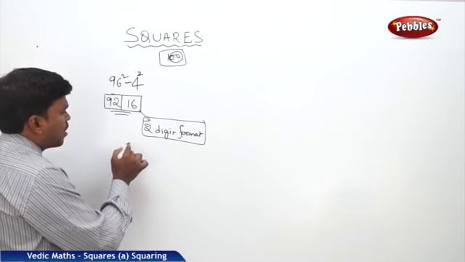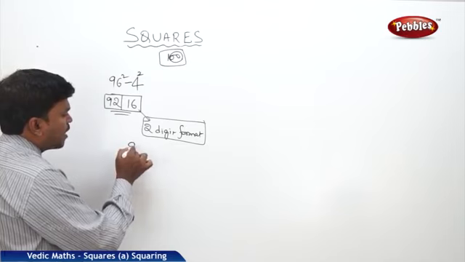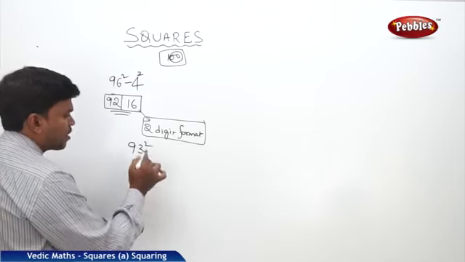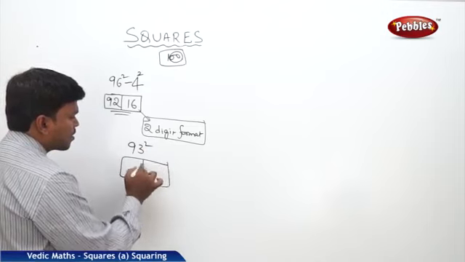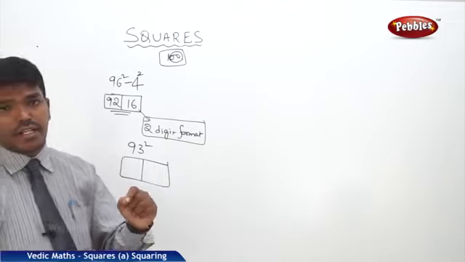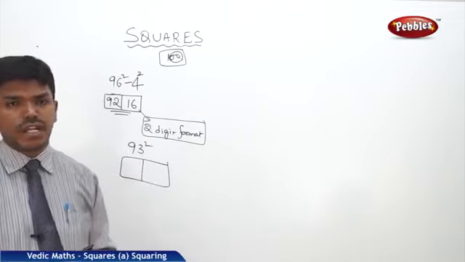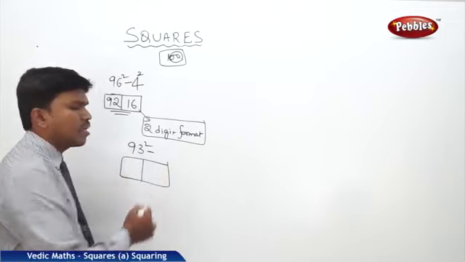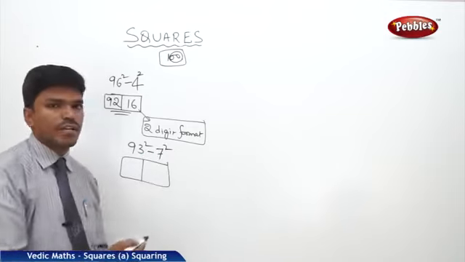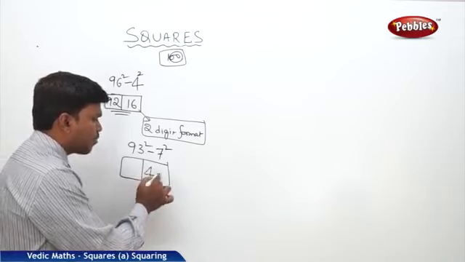Now one more example. Suppose I need 93 square. Same, draw two boxes like this. 93, if you compare with the base 100, is it more or less? It is less. So put a minus symbol. And how much less? 7. So write 7 here. What is 7 square? 49. Write in the right side box.